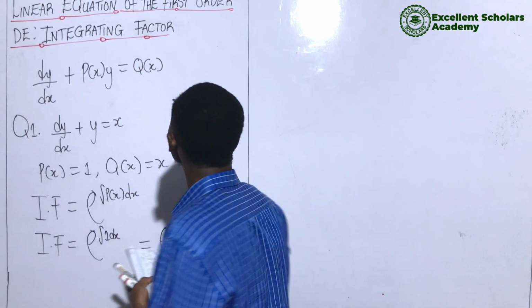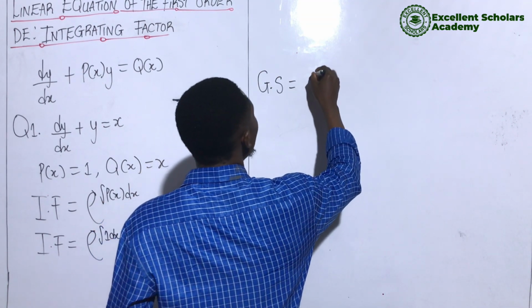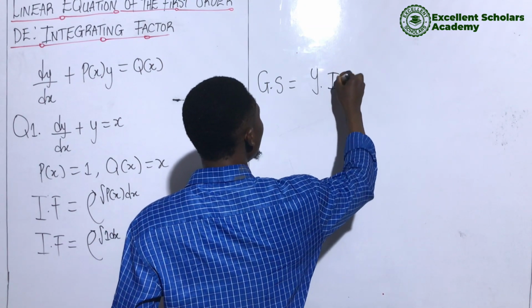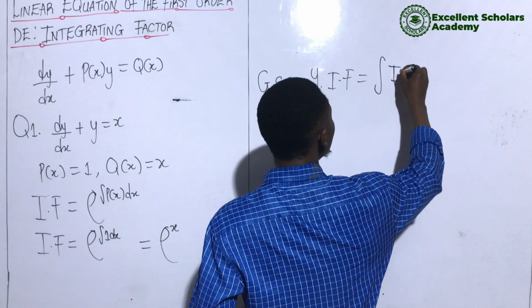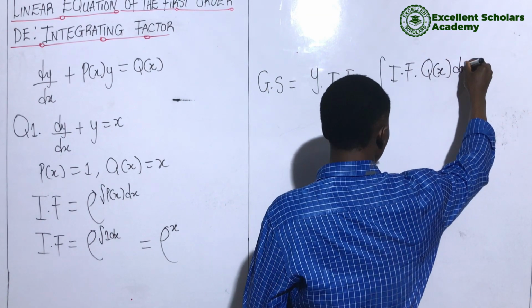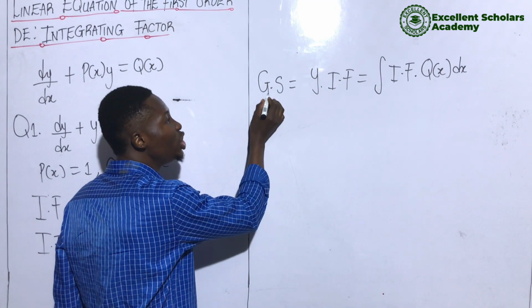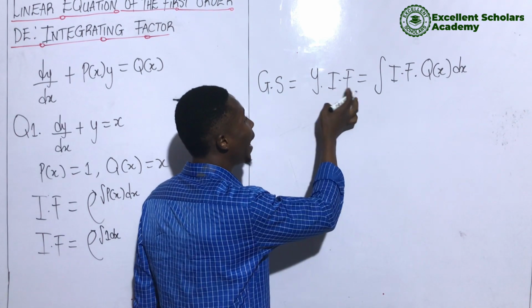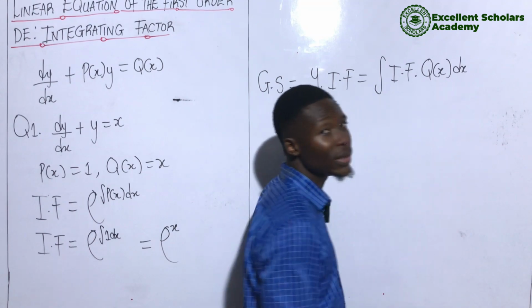Our general solution is y times the integrating factor is equal to the integral of the integrating factor multiplied by q of x, all with respect to dx. This is our general solution. Y is the y variable, IF is the integrating factor, equal to the integral of integrating factor times q of x.